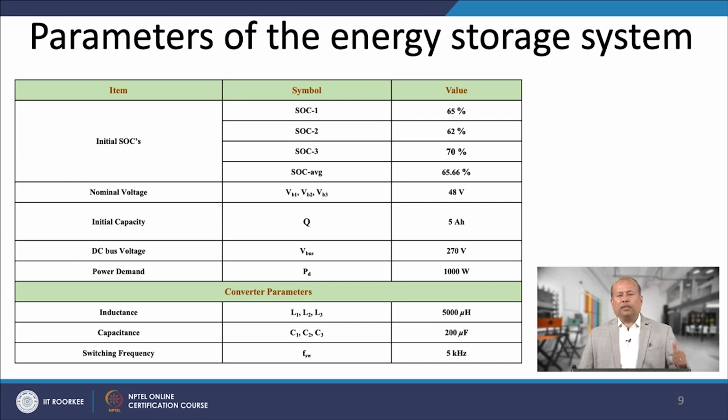The average SOC is close to 65.66. The nominal voltage for 3 modules is 48 volts. The capacity of modules is taken as 5 ampere hour each and initial DC voltage is 270 volts. Initial power demand is 1000 watts. The converter parameters are an inductance of 5000 microhenries, a capacitance of 200 microfarads, with a switching frequency of 5 kilohertz.